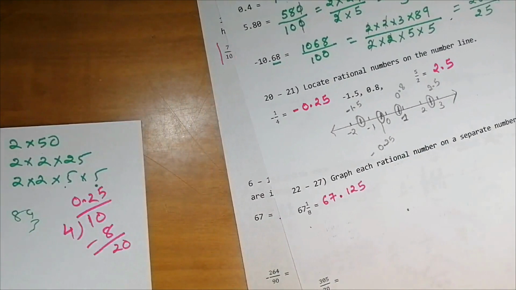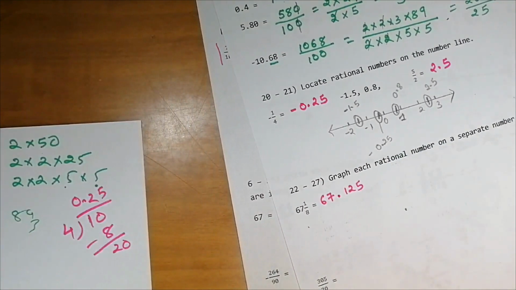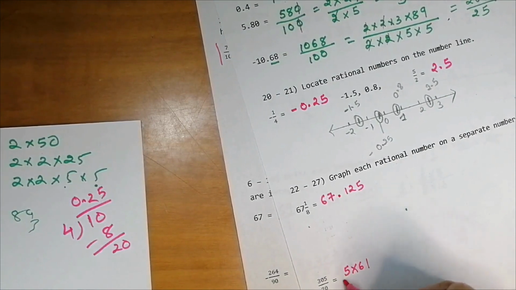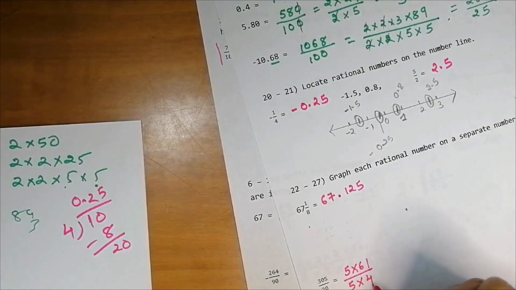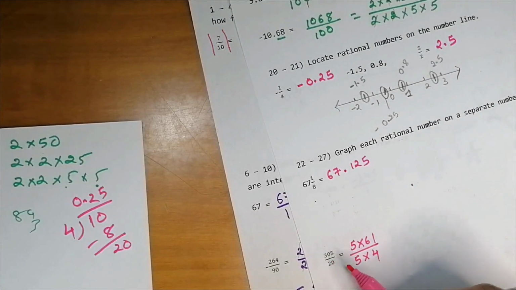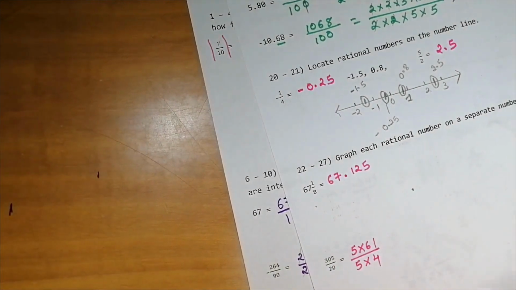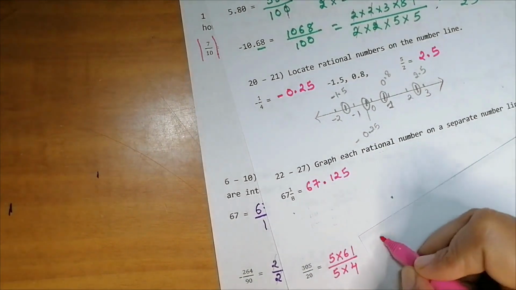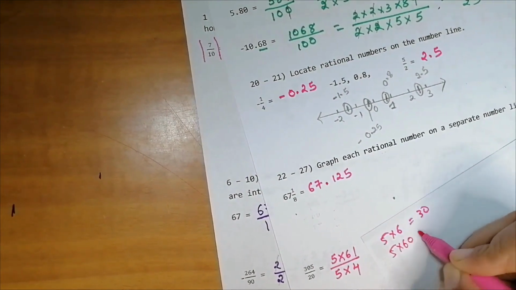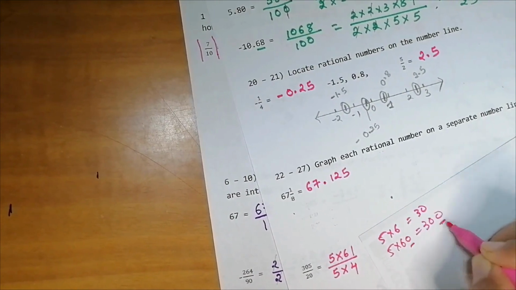Okay, then you have 305 divided by 20. Now 305 is actually 5 times 61, and this is 5 times 4. Okay, so because see, 5 times 6 gives me 300, right? This is how you do fast maths. Rather than doing everything, what you do, 5 times 6 is 30, I know. So 5 times 60 will be 300, right? You add 0 here.